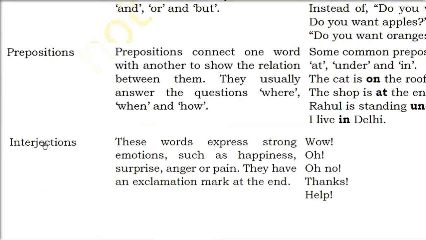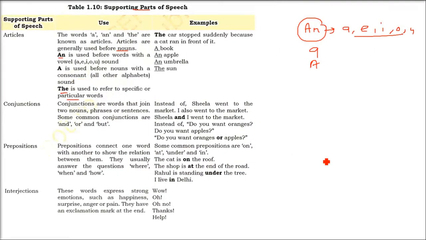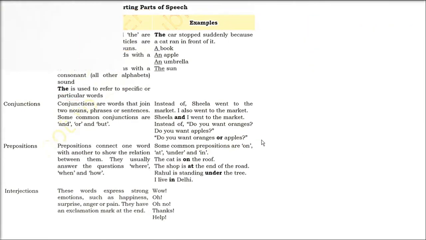In Delhi. Prepositions. Interjections. Now these words express strong emotions: happiness, surprise, anger, pain. Wow, oh no, thanks, help. All end with an exclamation mark. Okay? So these are interjections. These are supporting parts of speech.